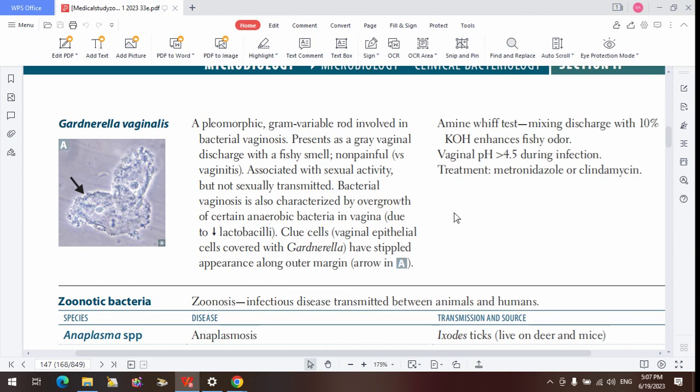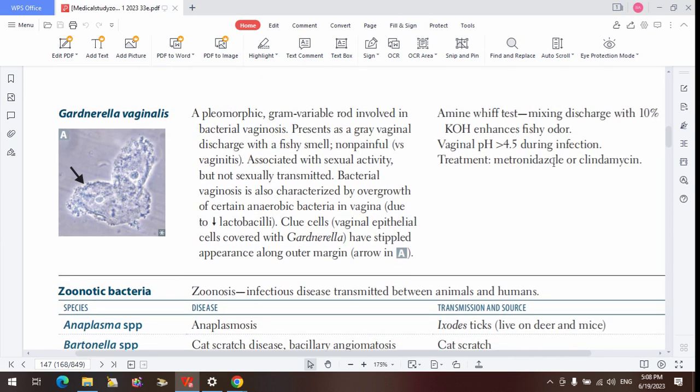Let me repeat. How would they present? Gray-white vaginal discharge with a thick smell. That's one. Vaginal pH more than 4.5. That's two. A wet mount of the discharge shows clue cells, vaginal epithelial cells covered with Gardnerella. That's three. Then the whiff test, mixing the discharge with 10% KOH, gives a fishy odor. That's the fourth. Three of four is what you need to diagnose bacterial vaginosis. Do you get that?